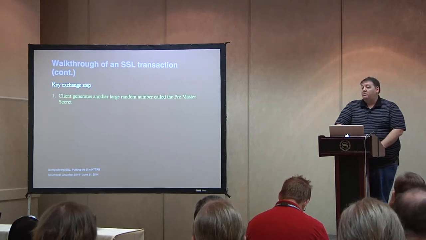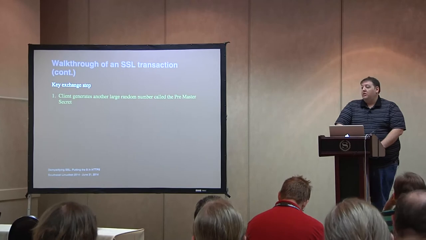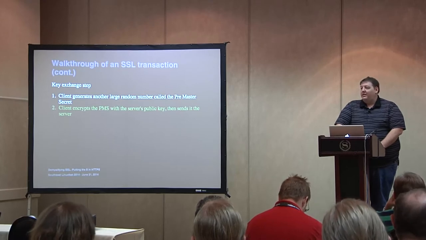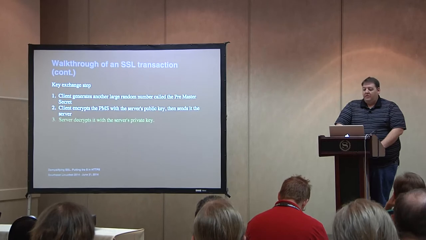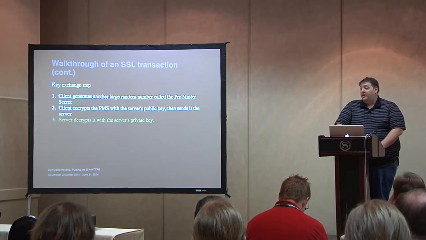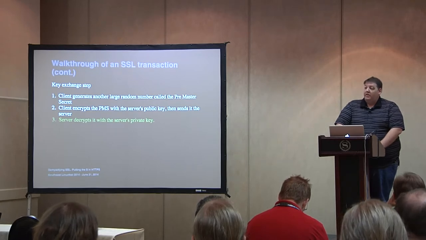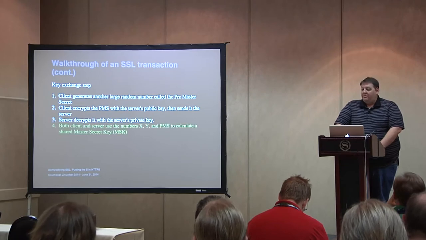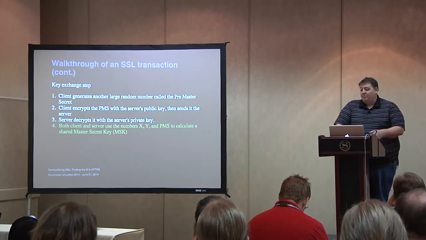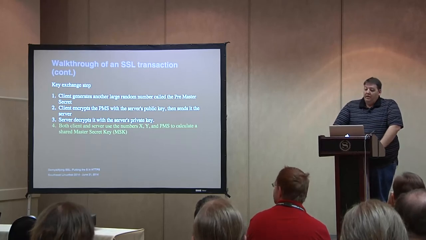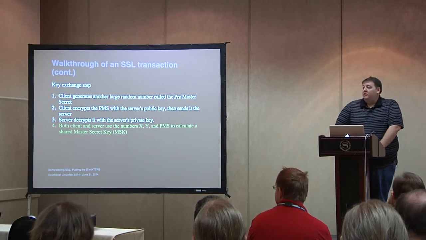So the client now is responsible for generating a very, very large number called the pre-master secret. It encrypts this secret with the server's public key and sends it over. Since the server has the private side of that key pair, it can decrypt it. So now the only two people in the world that know what this pre-master secret number is are the client and the server. They then can use those two numbers that they shared earlier. Keep in mind that X and Y were sent in the clear. Anybody knows what X and Y are. But only these two know what the pre-master secret is.